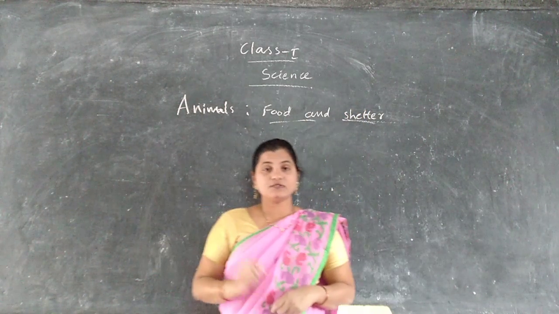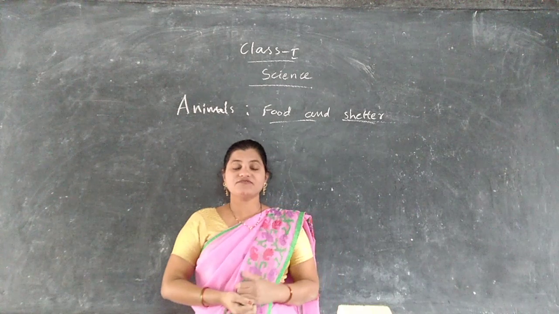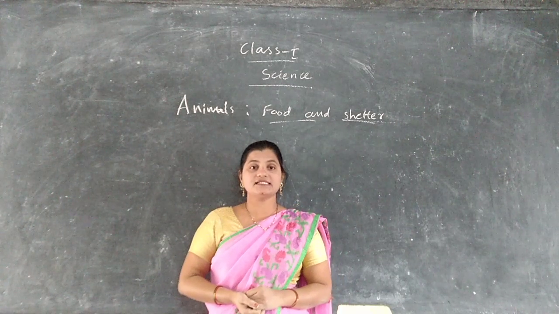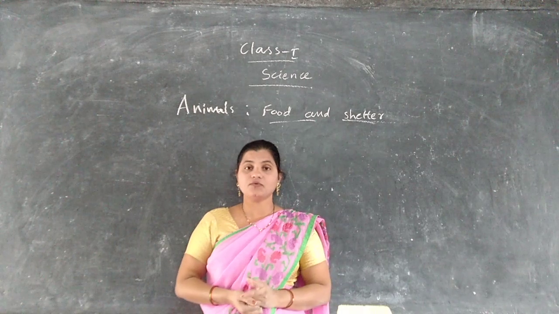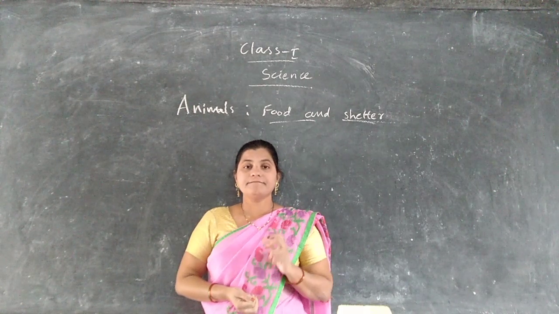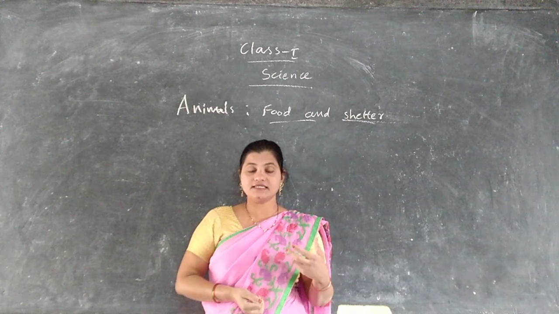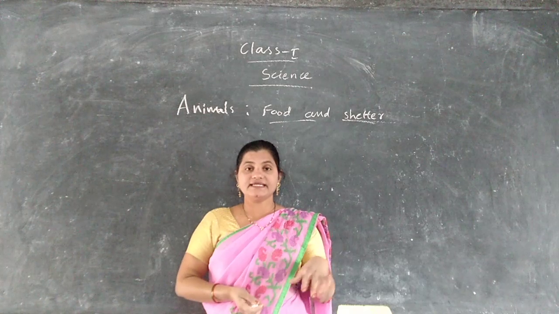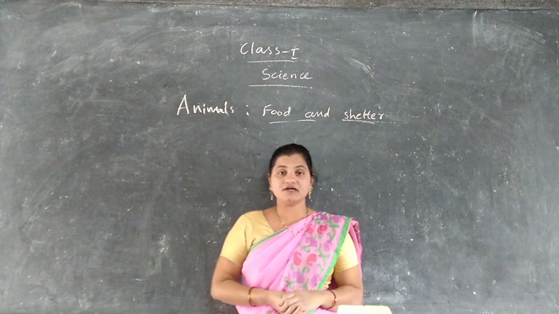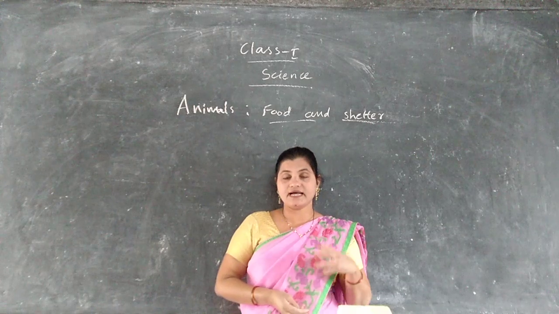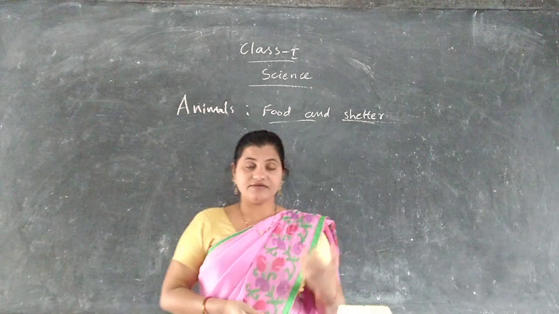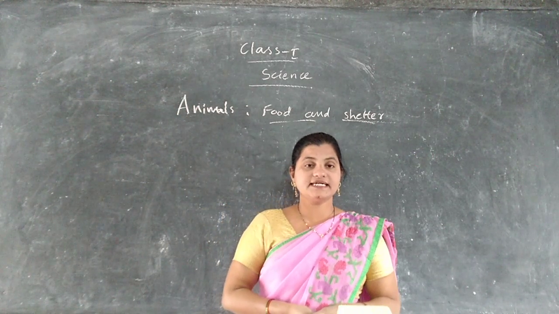In the previous class we discussed the various food habits of the animals. Animals are categorized into herbivores, carnivores and omnivores based upon their food habits. This is completed, children. Today, just shelter. What is the shelter of the animals? Shelter means the living place where the animals live is known as their shelter.